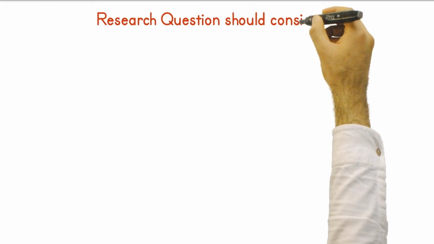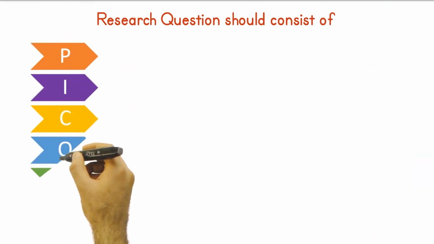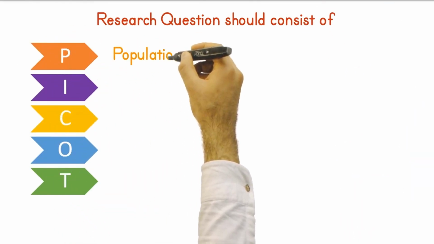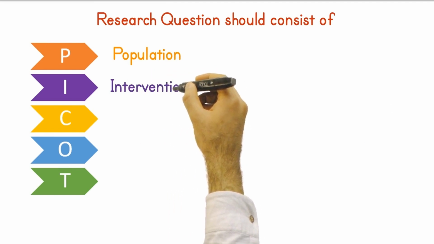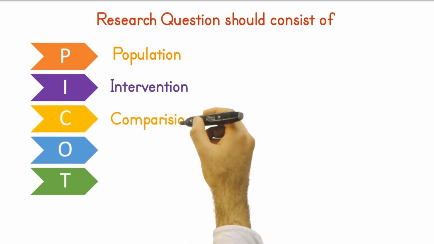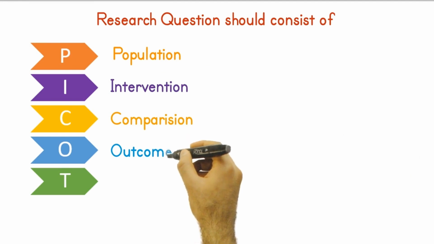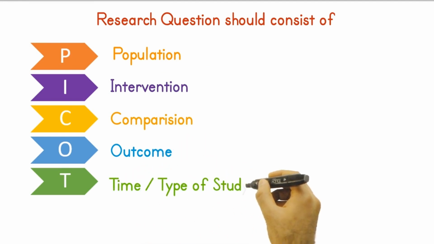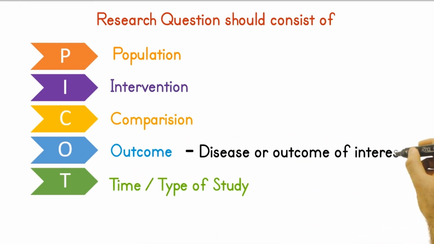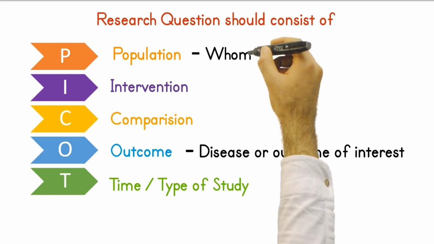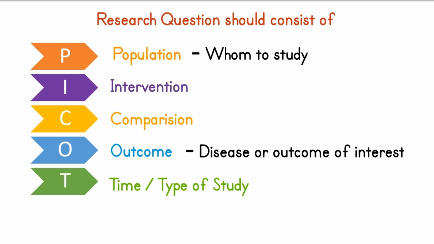A research question should consist of the following components: P, I, C, O, T. P for population, I for intervention, C for comparison, O for outcome, T for time and type of study. Outcome is the disease or health condition we are going to study. Population is the study population whom we are going to study. The research question may include the study period and study design.